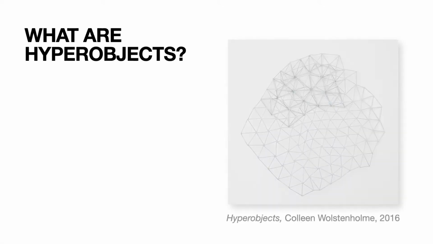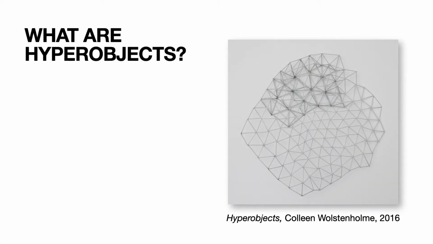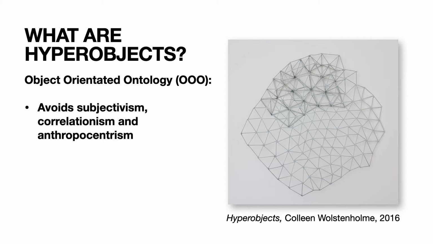Morton's concept of the hyperobject is based on object-oriented ontology, or OOO for short. OOO attempts at shifting away from phenomenological subjectivism to an objective mode of understanding objects. It critiques and attempts to avoid anthropocentrism and correlationism, the position that objects correlate to the conditions of representation given by a human subject. OOO maintains that the reality of anything outside this correlation is unknowable.